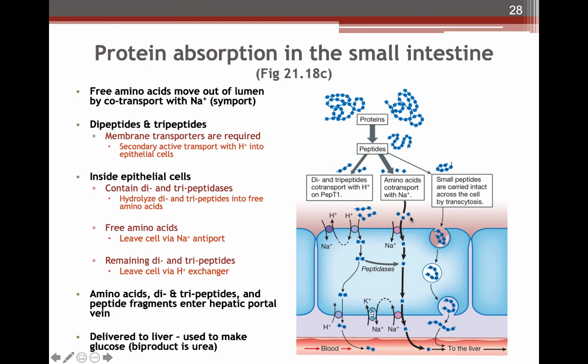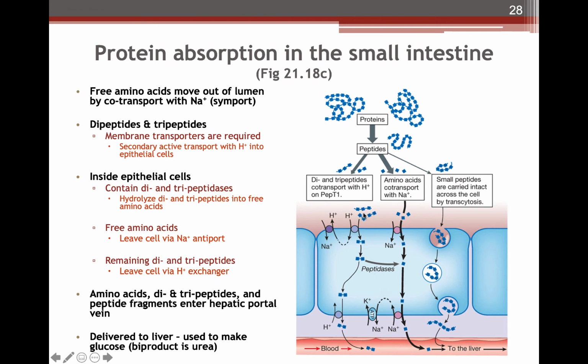Let's go to this one here now. This is the single amino acids. They're going to go through carrier proteins on the apical membrane and the basolateral membrane in co-transport with sodium. And so this is secondary active transport again. Allows these single amino acids to be pumped in and then pumped out. And then they join the blood.